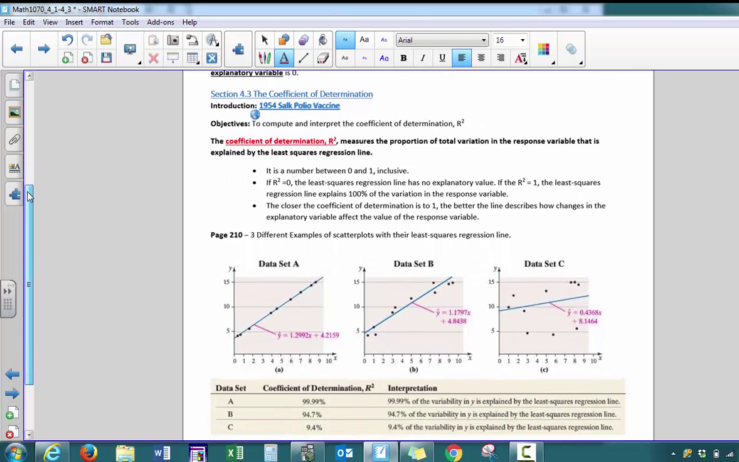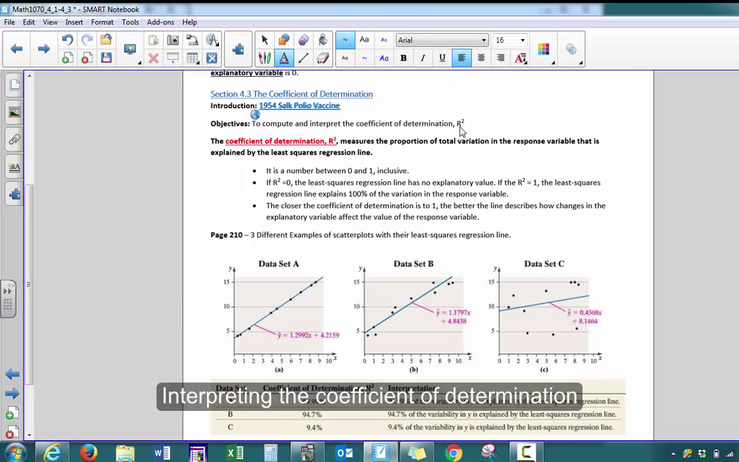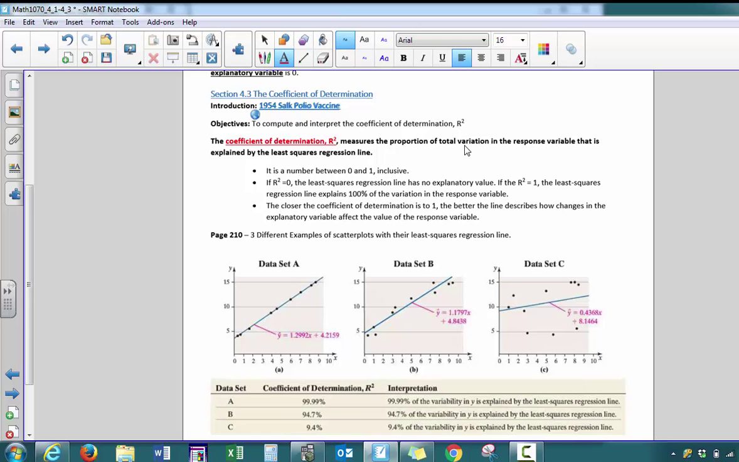In section 4.3, we talk about the coefficient of determination, your r-squared value. This tells you the proportion of total variation in the response variable that is explained by the least squares regression line. How good of a job does this particular equation do in modeling your scatter plot? This value is between 0 and 1 inclusive. We use capital letter R here.